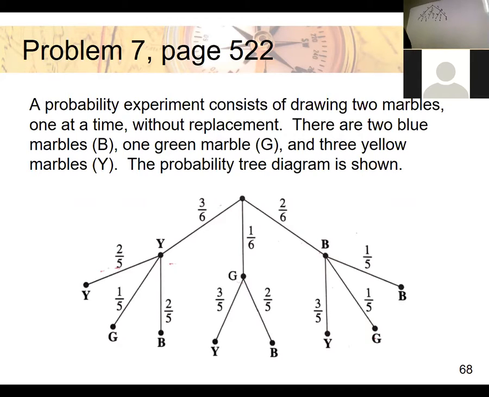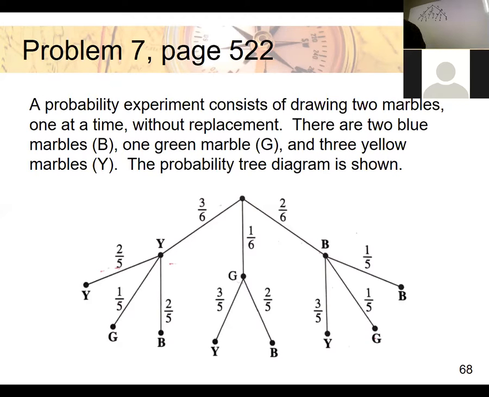Now let's say here that a probability experiment consists of drawing 2 marbles, one at a time without replacement. There are 2 blue marbles, labeled B, 1 green marble, G, and 3 yellow marbles, indicated by Y. That probability tree diagram is shown up here on the screen, and I also have that same diagram up here on the board, so I'm going to be referring back to that from time to time.